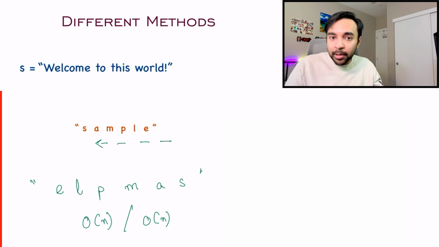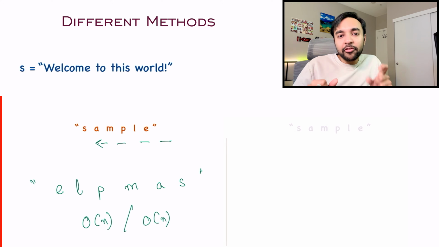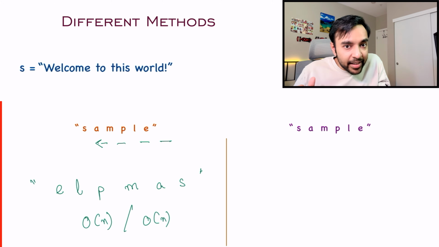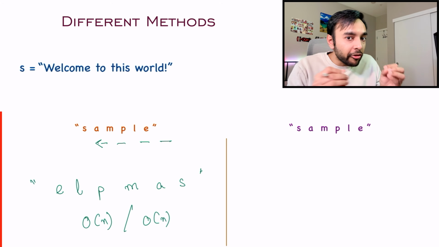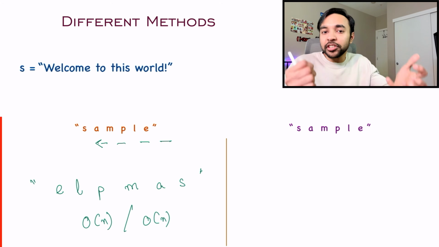And it cannot get better than this. The next method I want to talk about is by using the stack data structure. A stack data structure is very helpful because it follows the policy of last in, first out.